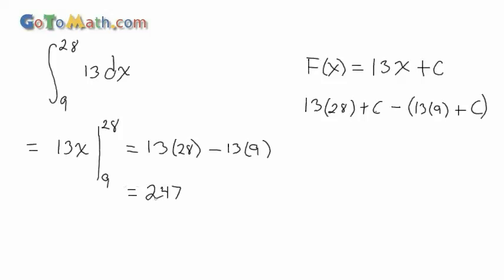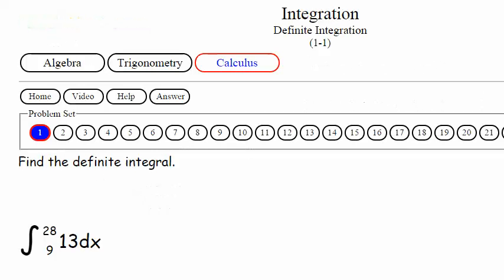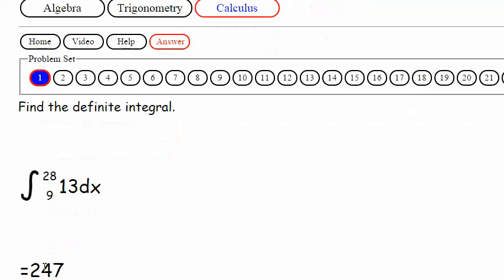Anyway, we're going to leave it at that. We're at 247. Let's go over here and compare answers. Hopefully they are equal, and they are.